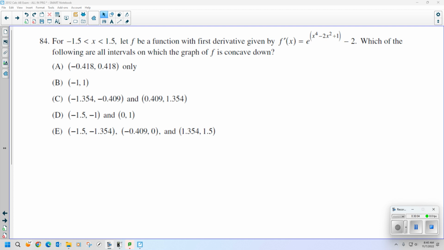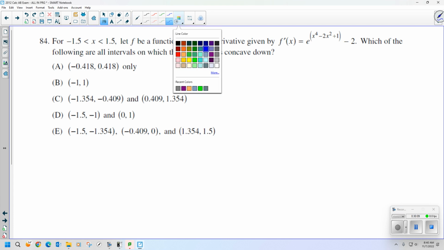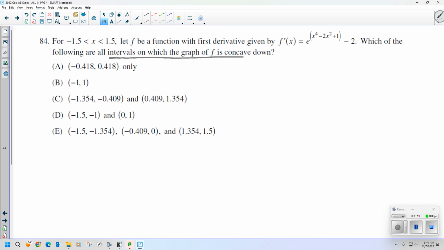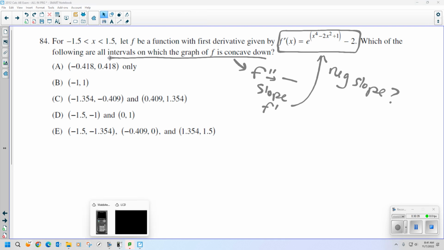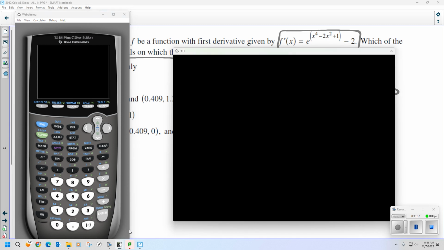So let's break down what we need to do to solve this last and final question. Okay, they want to know the intervals on which the graph is concave down. That means my second derivative is negative. Second derivative is the slope of the first derivative, and that's what they give us. So I need to take a look at this graph and look at the slope, and I want to know where it has a negative slope. On what intervals does it have a negative slope? And that's really it.